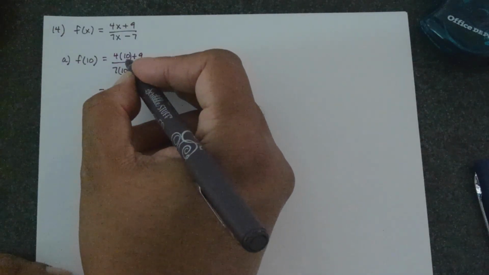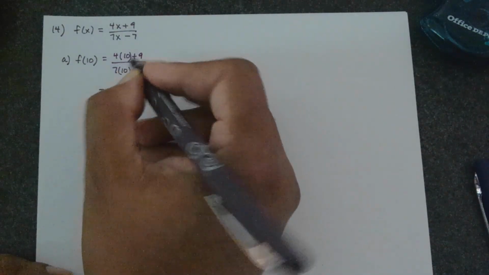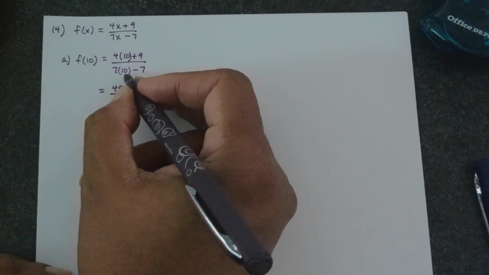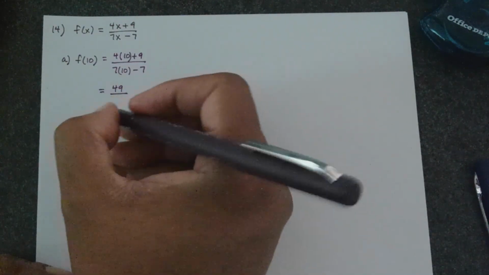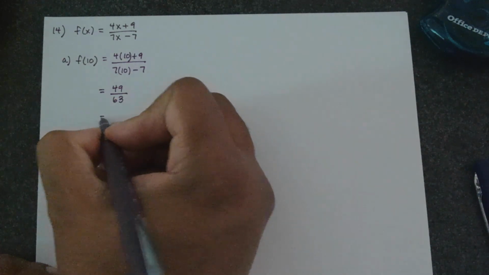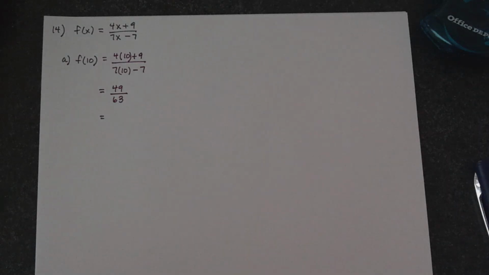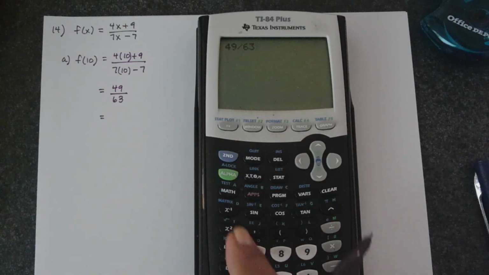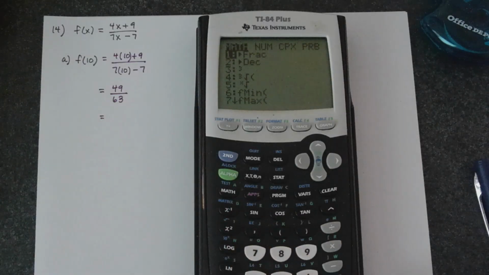So 4 times 10 is 40. 40 plus 9 is 49. Then the denominator, 7 times 10 is 70 minus 7, which is 63. And I think we can reduce 49 over 63. If this helps, type 49 divided by 63, then press the math key, number 1 for fraction. It's 7/9.